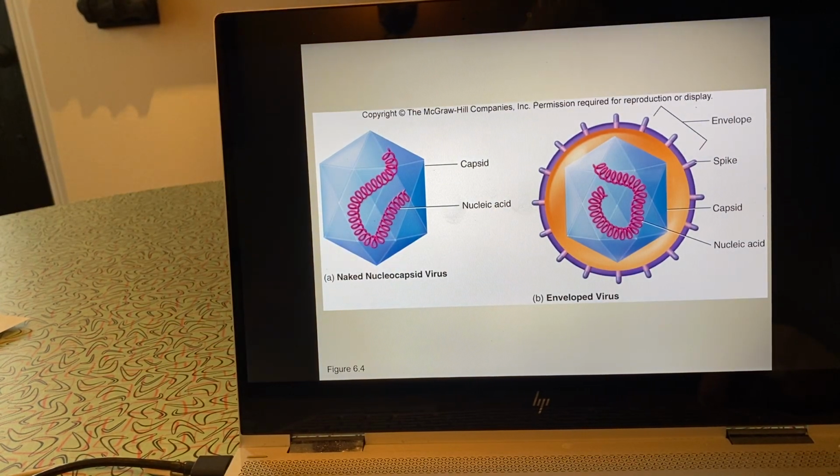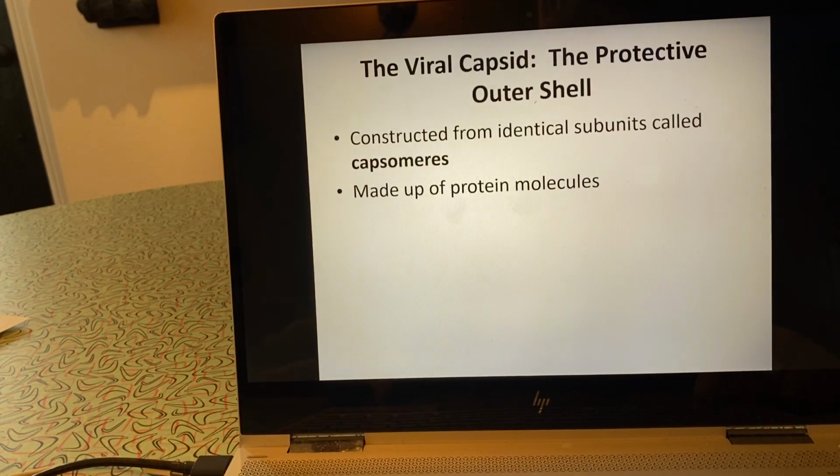So here we've seen this figure before. The virus on the left would be a naked virus because it doesn't have an envelope. The virus on the right would be an enveloped virus. Now, naked viruses can also have spikes. Naked just means not having an envelope. It doesn't refer to the spikes. So the capsid is made up of protein, and it is constructed from these identical subunits that are called capsomers, and that's what gives it its very crystalline type of appearance.